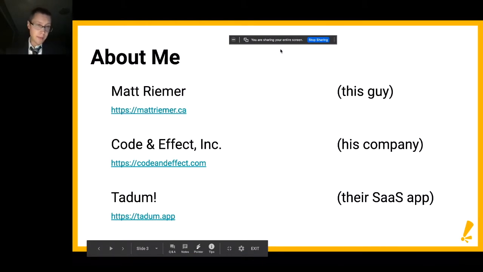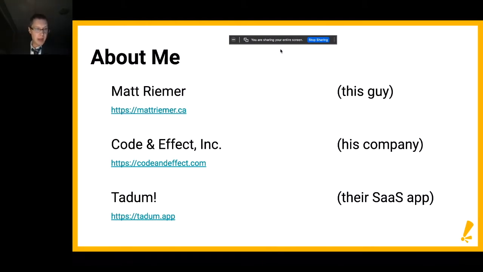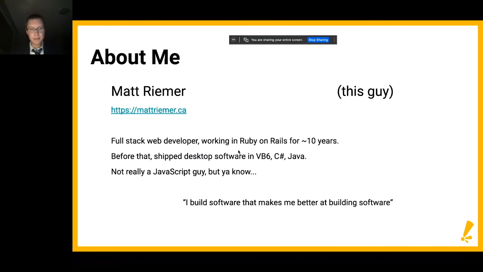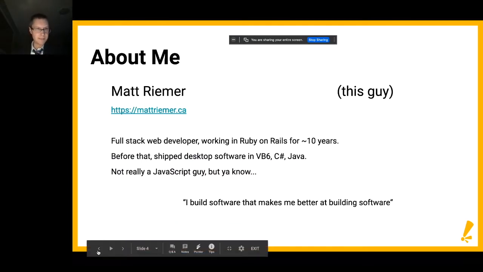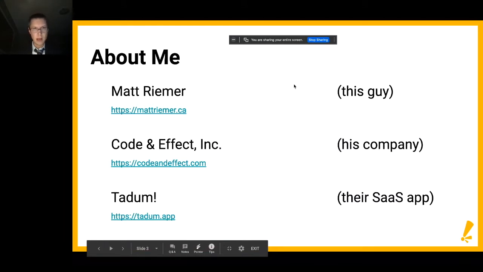So just very quickly about me. My name is Matt Riemer, as only you privileged people truly know. I'm a prolific slacker and an online not-so-funny guy. Along with my two business partners, I founded a company called Code and Effect, and we have a SaaS app called Today.